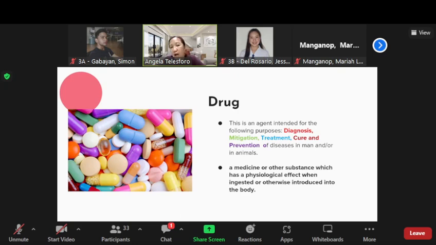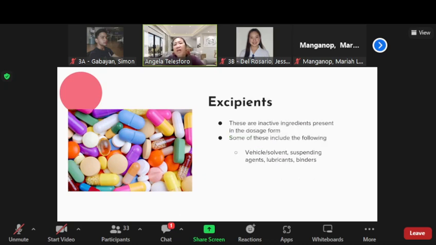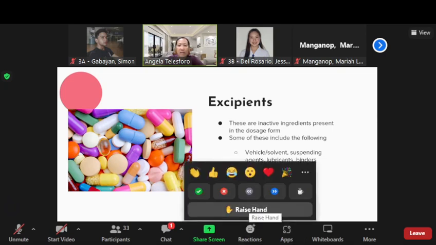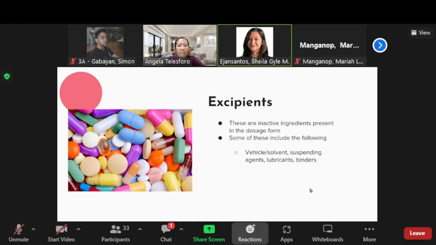Or your drug is also defined as a medicine or other substance which has a physiological effect when ingested or otherwise introduced into the body. Okay. In the making of drugs, there are what we call excipients. So, but what is the most important part of a drug? Anyone? It's not the excipients. Ano yon? Active ingredient, ma'am. Okay, so yes, active ingredient.